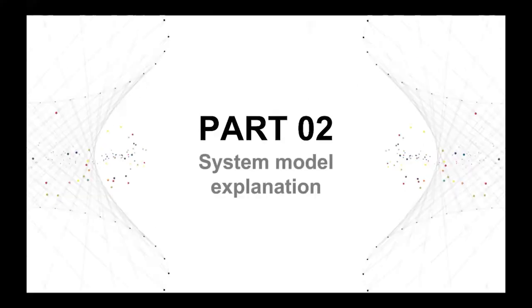Part 2 is related to system model explanation. In this part, we have 4 topics in total. The first one is data required and available.